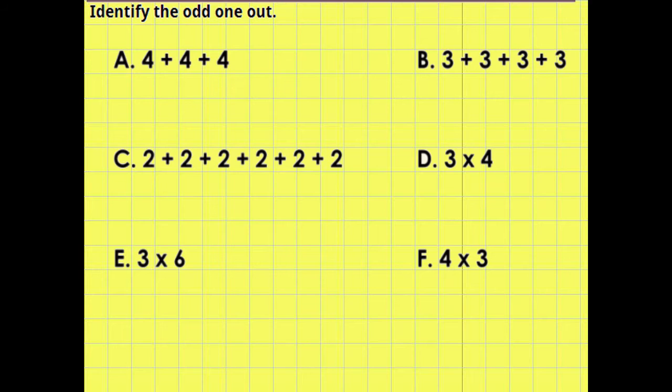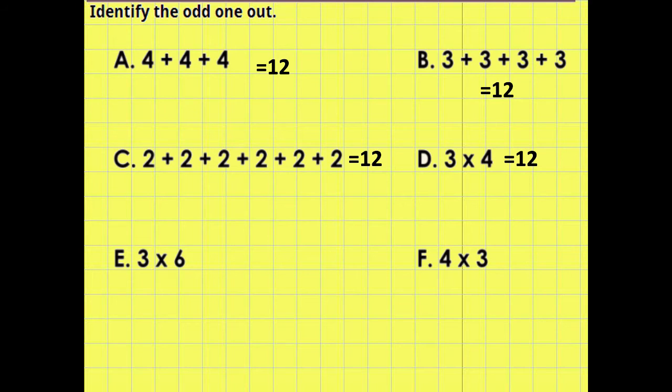Okay, so let's go through the answers. So A, 4 add 4 add 4 is 12. B, 3 add 3 add 3 add 3 equals 12. And then we've got 2 add 2 add 2 add 2 add 2 add 2, and that equals 12. We have 3 times 4 equals 12. Seeing a bit of a pattern here.